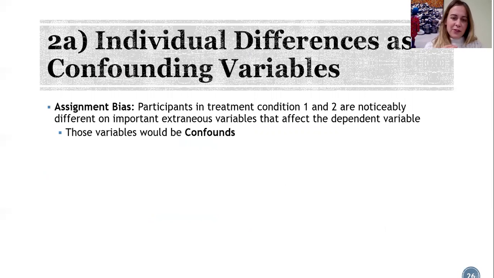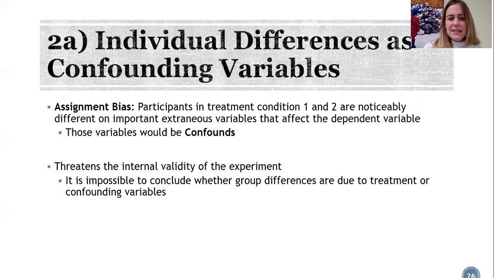So if we've got these differences between groups and participants in one group are noticeably different on an important extraneous variable that could affect the dependent variable, well, then those variables would be confounds. And this has a name, it's called assignment bias. This is a threat to the internal validity of an experiment because we wouldn't know whether any difference between our groups was due to the conditions that they received or those confounds.